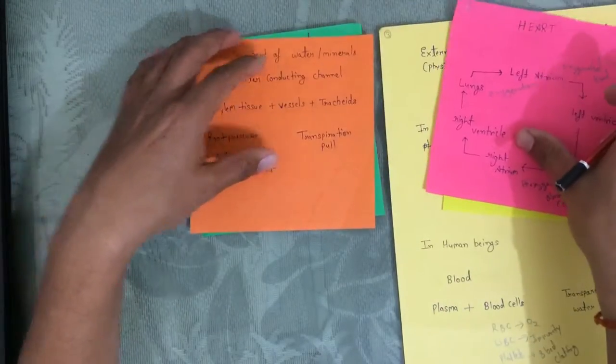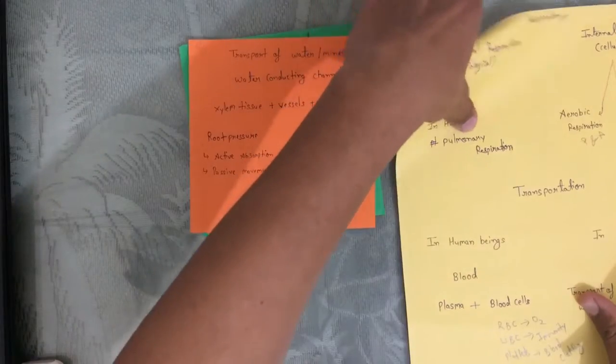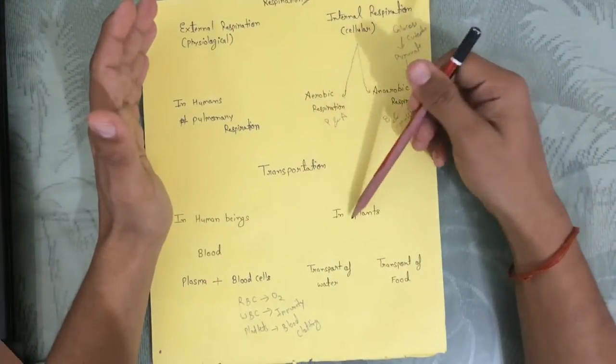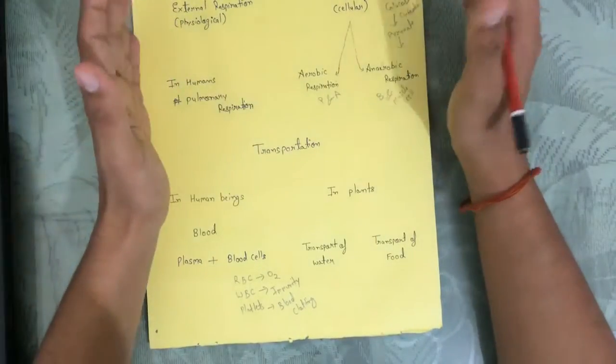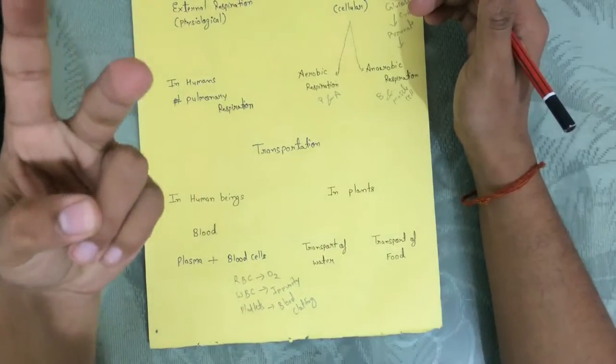Also discuss in plants, like this was in case of animals. We should also know how transportation takes place in case of plants. In plants, transportation takes place in two ways. First one is transportation of water, and then transport of food.